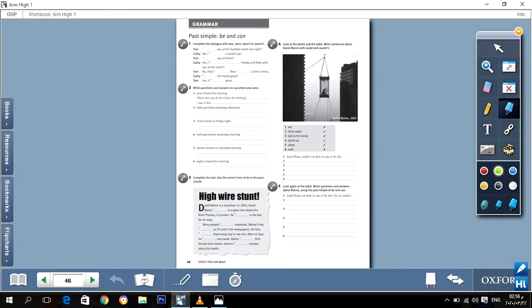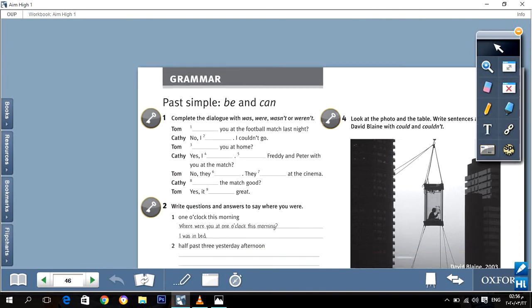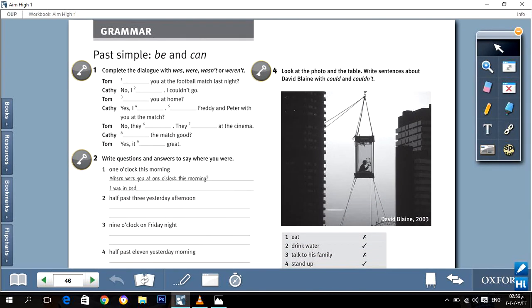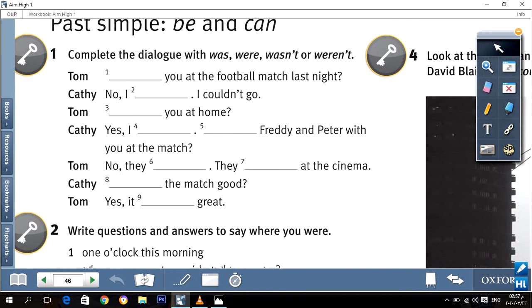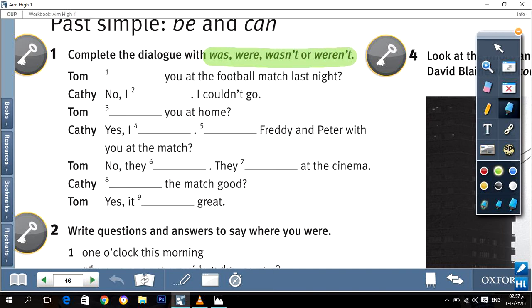Okay, my dears. As you see, this is the past simple be and can. I just wanted to show you that video as a reminder of the rule of could and couldn't. But the first exercise is about was, were, wasn't, or weren't. Okay? And I need to use the highlighter. The first exercise says complete the dialogue with was, were, wasn't, or weren't, and that's why you want to highlight the options above. This is a dialogue between Tom and Kathy.